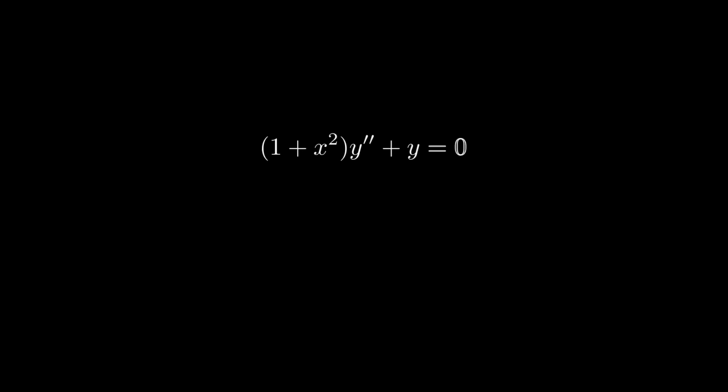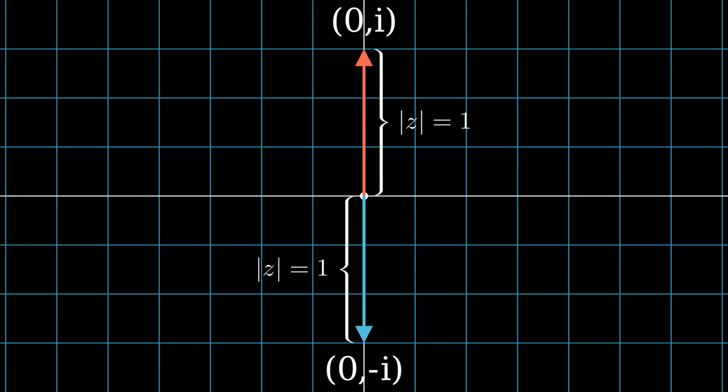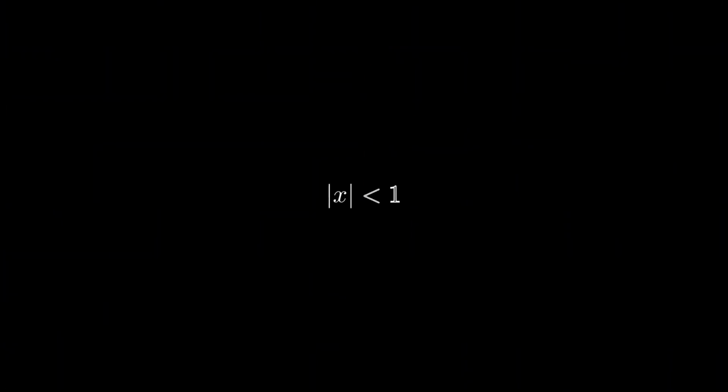Looking back at the original differential equation, we can put it in standard form and notice a singularity at x equals plus or minus i. If we look at these points in the complex plane, we see that both points are a distance of 1 from the origin. As such, the radius of convergence for the power series solution will be 1.